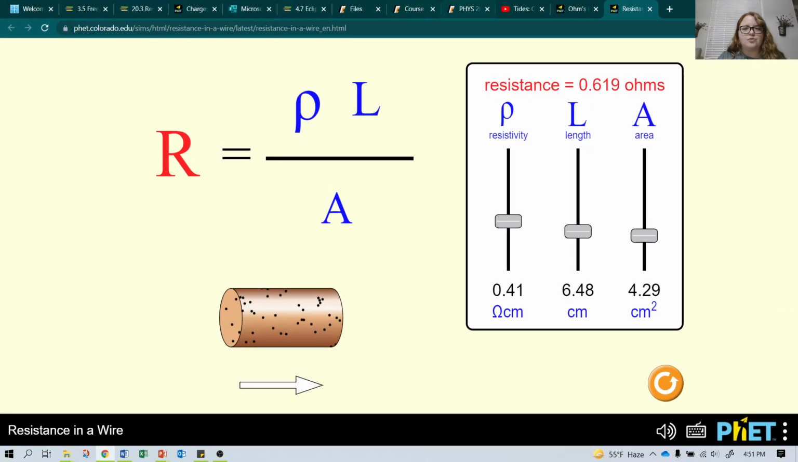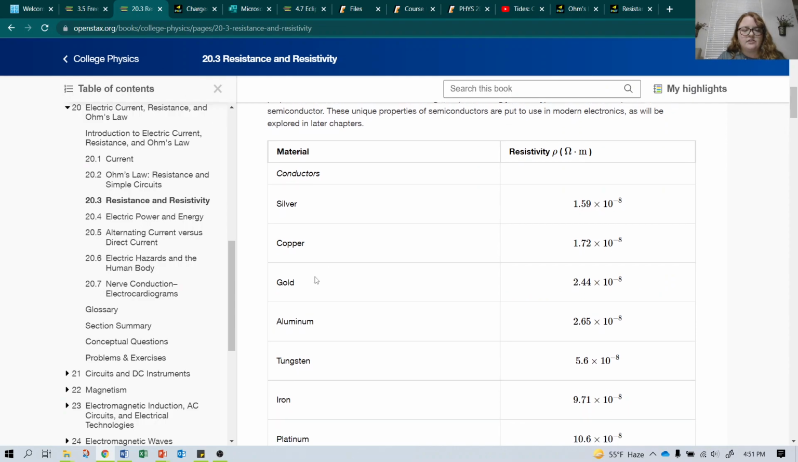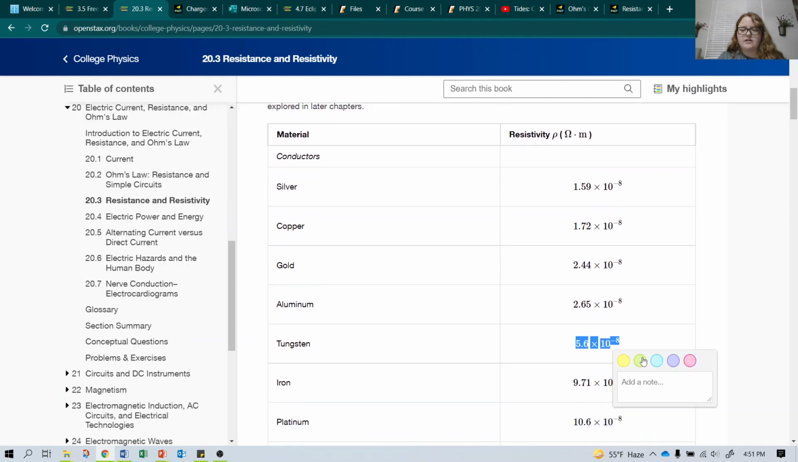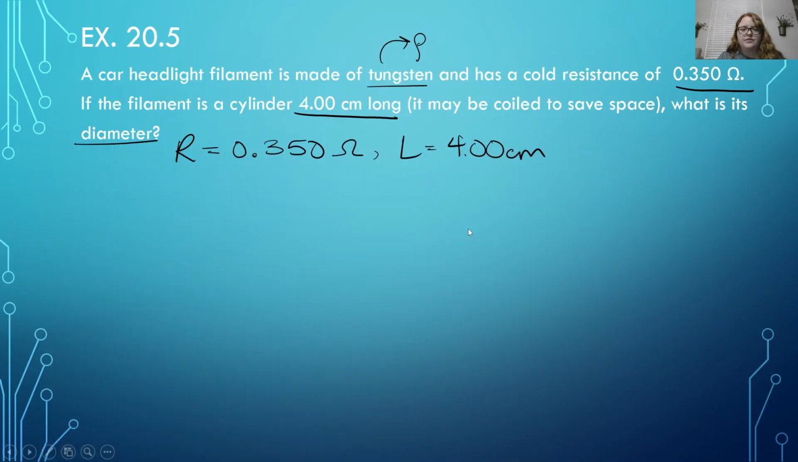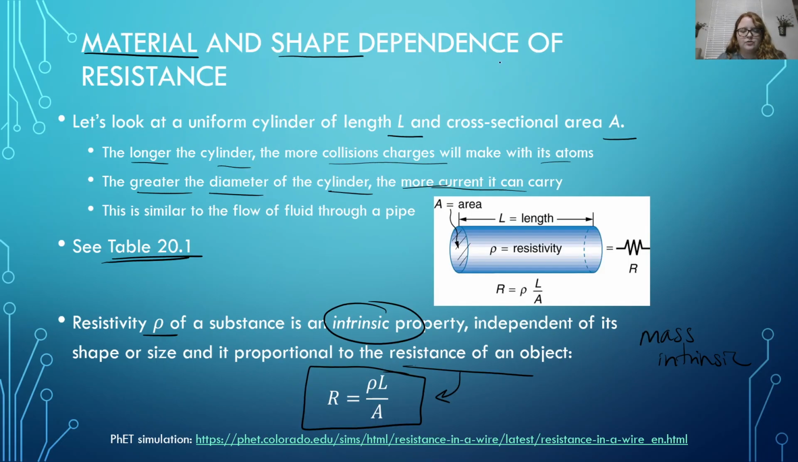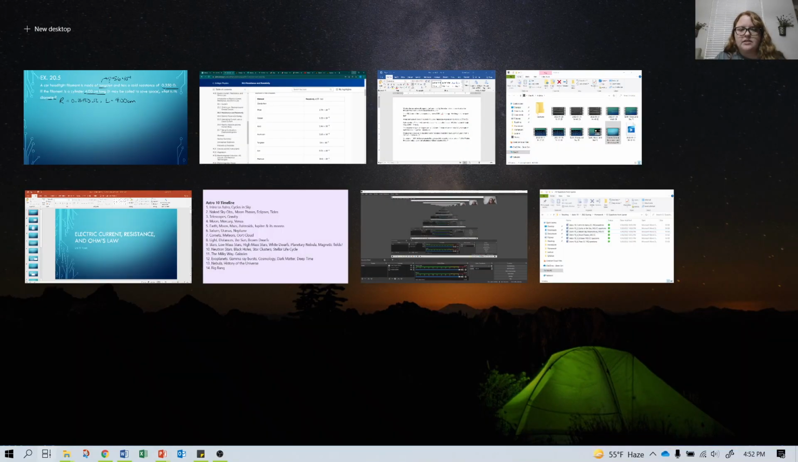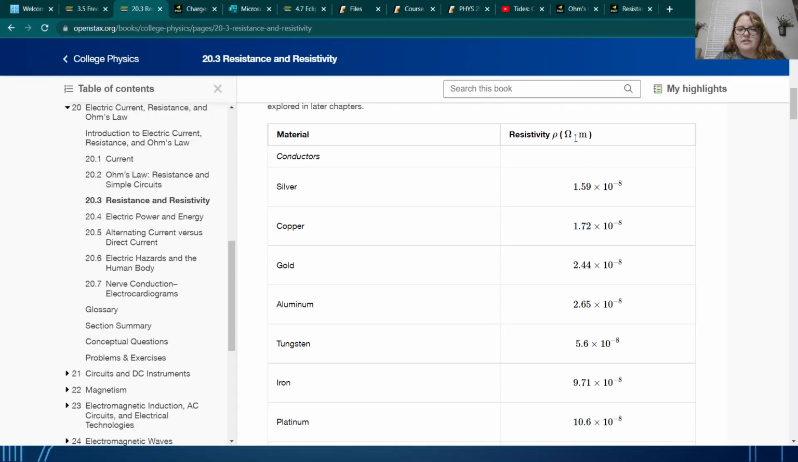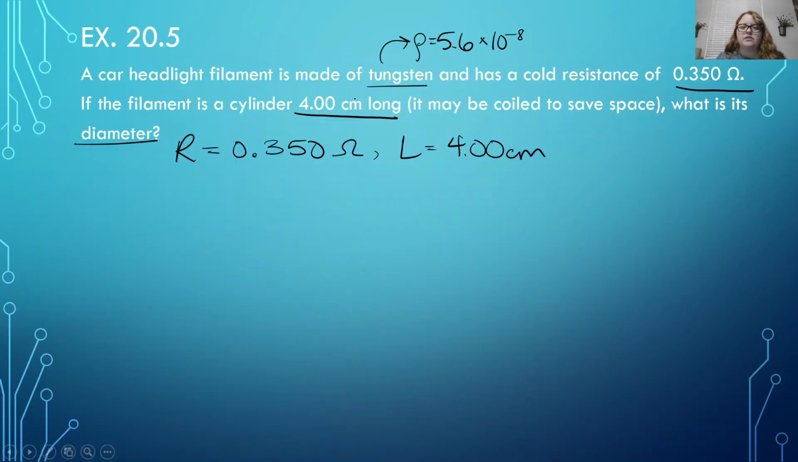So go back to here. Tungsten resistivity, 5.6 times 10 to the negative 8th. And then what are its units? Something I need to look up. It is ohm meters. Okay, so we will need to convert this length into meters. So this is going to be 0.04 meters.